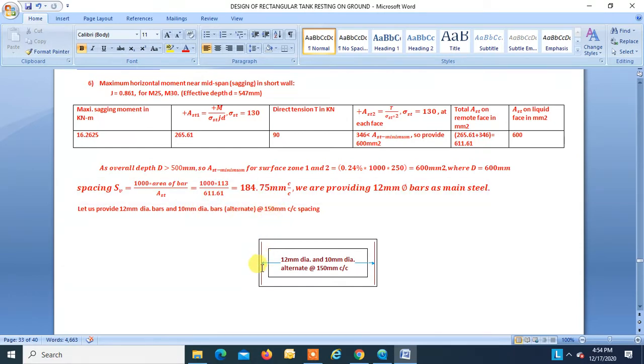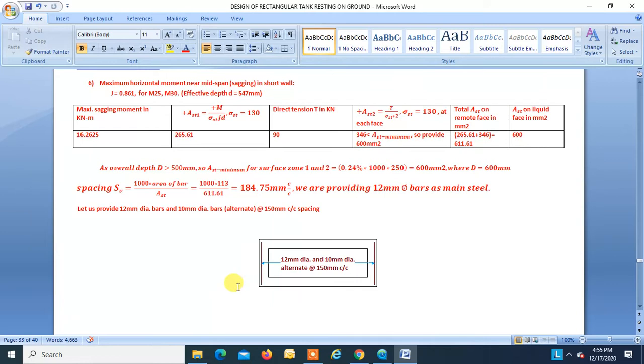So this horizontal bar on the outer side of the short wall is with a spacing of 12 dia plus 10 dia bar alternate at 150 center to center. What does this mean? Say I am providing a 12 dia bar over here, then below that I am providing a 10 dia bar, then below that again 12, then again 10, and the spacing between each bar is 150. That is what I mean by this sentence.